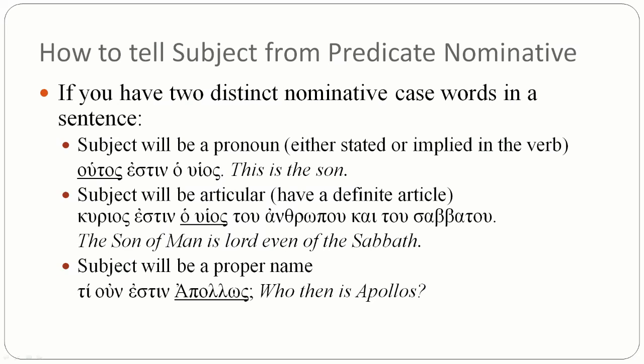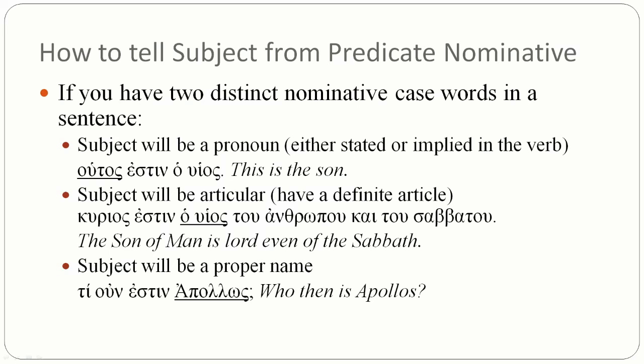First of all, the subject will be a pronoun. And the pronoun can either be stated, some of those personal pronouns that we went over in the review, ego, su, hemeis, humeis, or any one of those. Of course, this is going to be in the nominative, so it will be autos, humeis, or ego. Or it could be implied in the verb. Like I said, the verb can have the pronoun kind of in it. Luo means I loose.